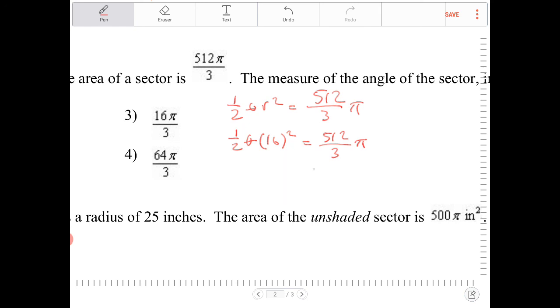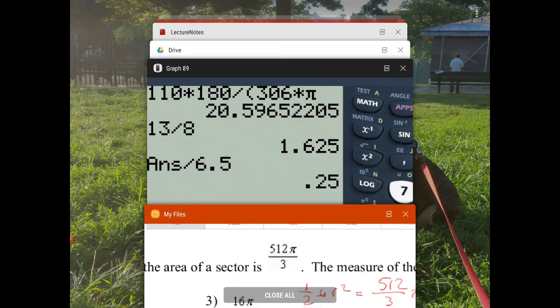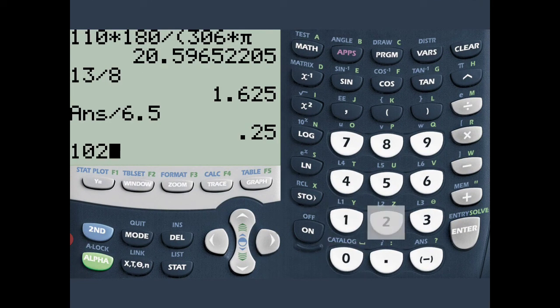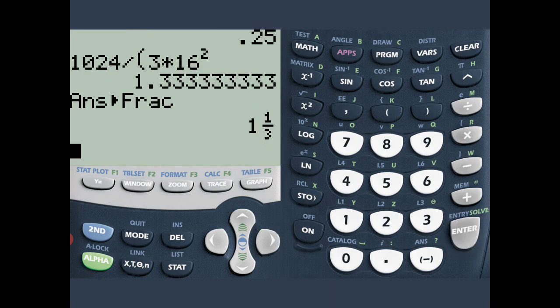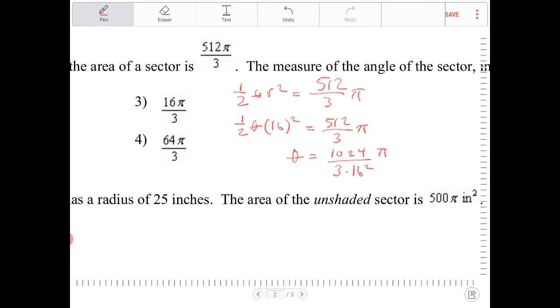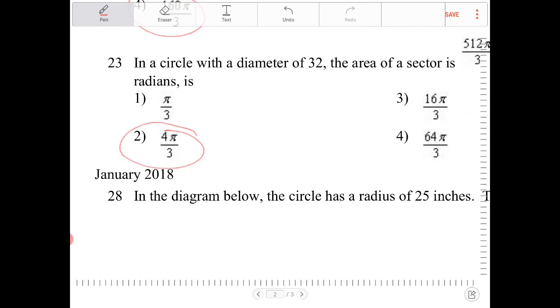So what is this? This is going to be 1024 over 3 times 16 squared pi, which is some ugly number. So 1024, I'm going to take my calculator, divided by 3 times 16 squared, which is that, and as a fraction it is 1 1/3, so it's going to be 4/3. So theta is equal to 4/3 pi, which is this guy right here.